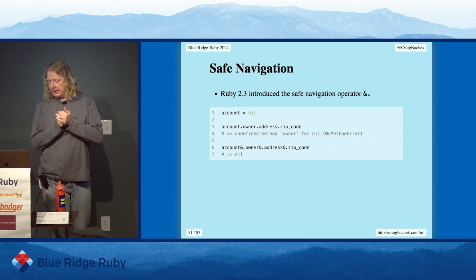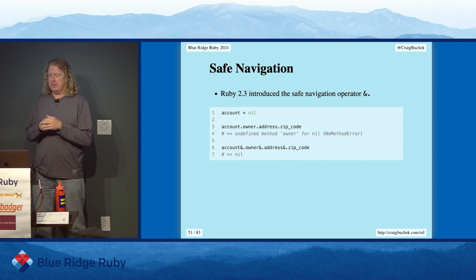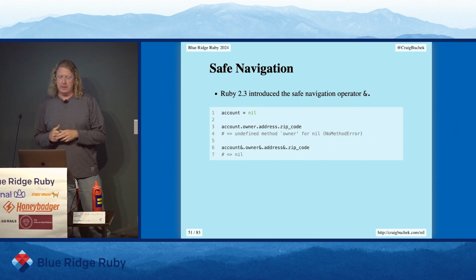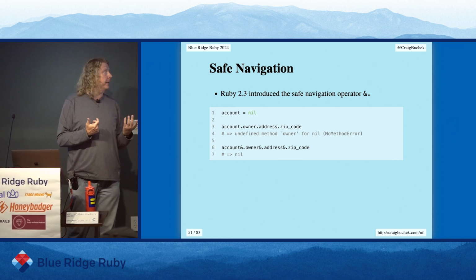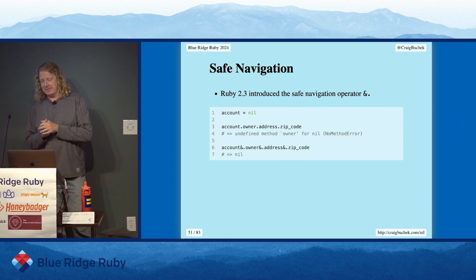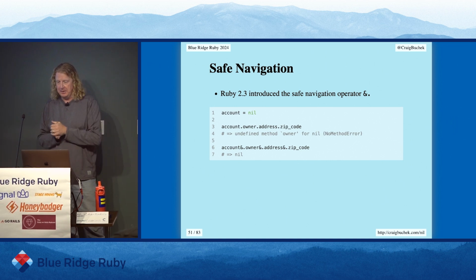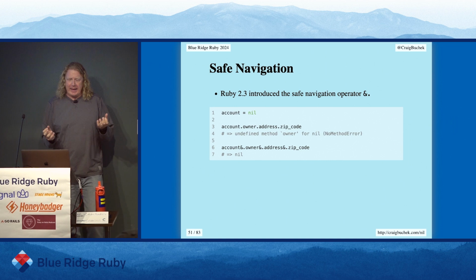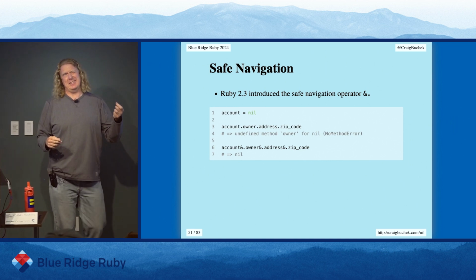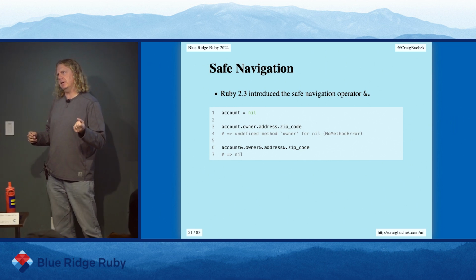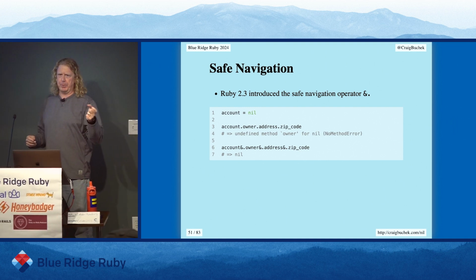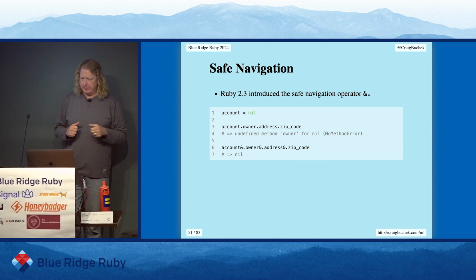Ruby 2.3 introduced the safe navigation operator. It's an ampersand and a period, also known as the lonely operator. Mutt says it looks like a person standing alone looking around for someone to talk to. And I have a hard time remembering, is it ampersand period or period ampersand? The ampersand is a person looking at the period. So that's how I remember.